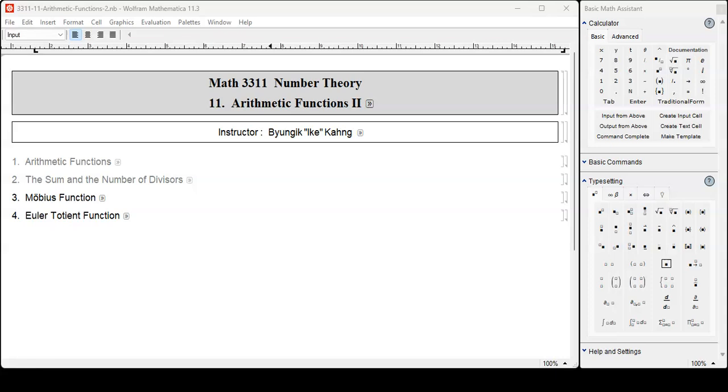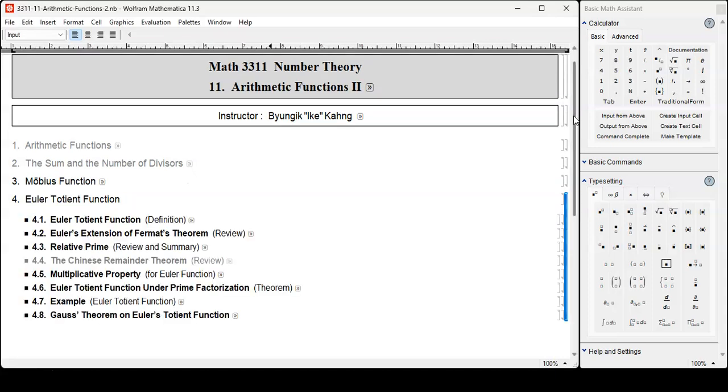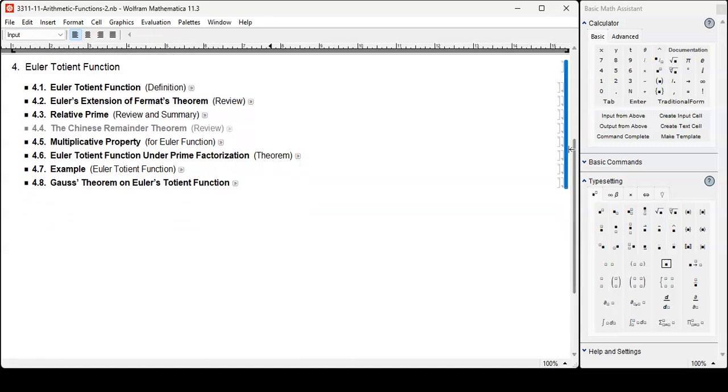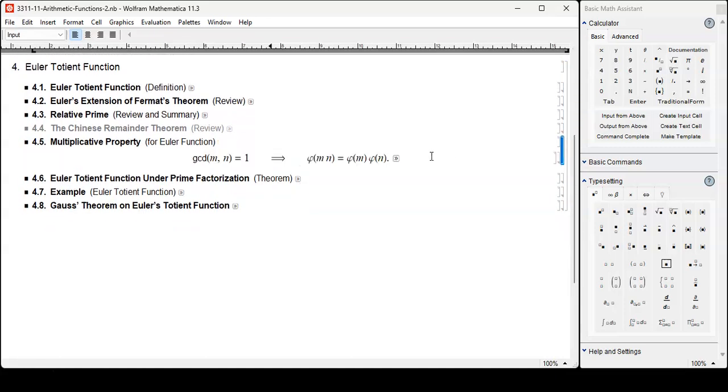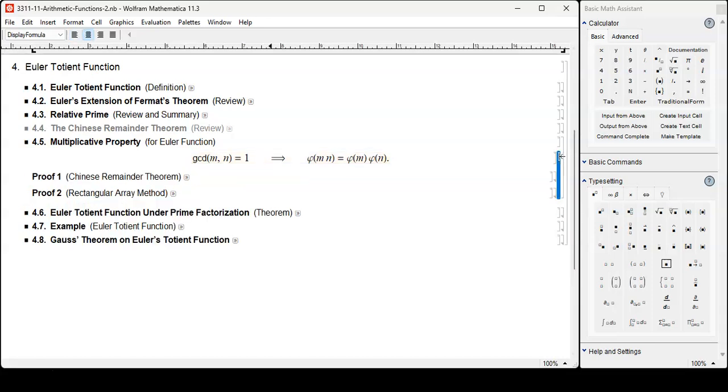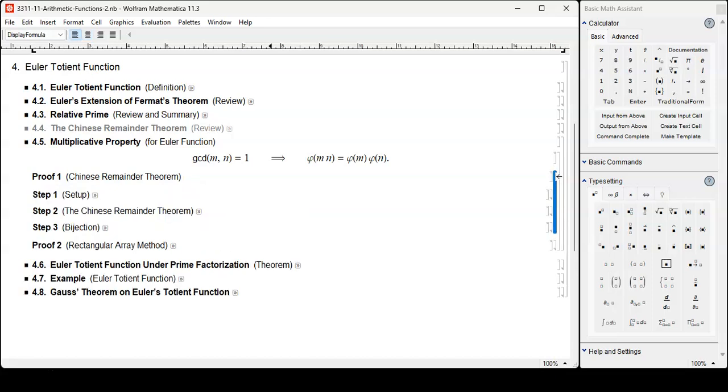Hello students, welcome back. Let us resume our discussion in section 4. We want to establish and prove the multiplicative property, and we have two proofs here. Let's do both. Our textbook's method is proof 2, but frankly I found it very hard to follow, and I don't know how to explain that either. Let's do proof 1 first, the proof using the Chinese remainder theorem.